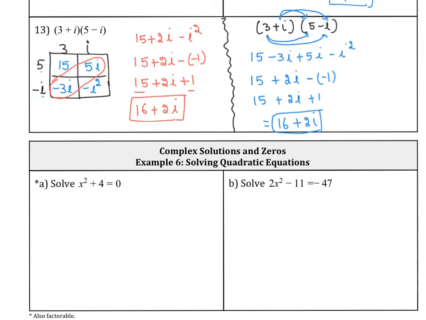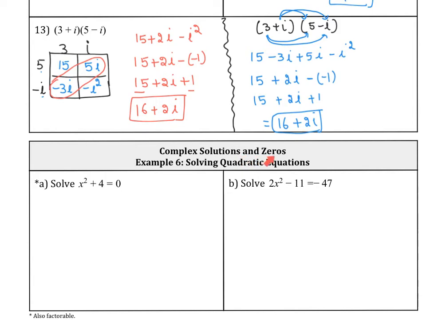The second method you can use to solve this problem is the FOIL method, where you FOIL 3 times 5 is 15, 3 times negative i is negative 3i, i times 5 is 5i, i times negative i is negative i squared. So you combine the like terms. Here you get 15 plus 2i, and here you get negative times negative is positive 1. Combine the like terms. 15 plus 1 is 16 plus 2i. So same answer. You can choose any method of your choice.